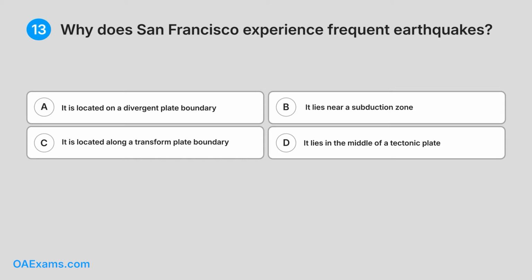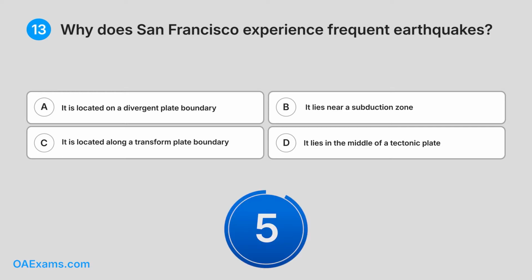13. Why does San Francisco experience frequent earthquakes? A. It is located on a divergent plate boundary. B. It lies near a subduction zone. C. It is located along a transform plate boundary. D. It lies in the middle of a tectonic plate. Can you guess the answer?